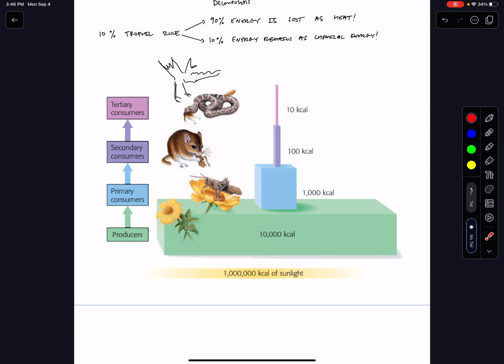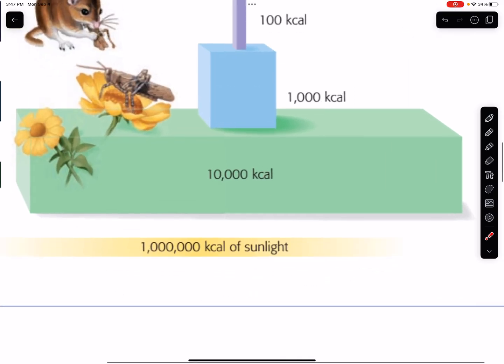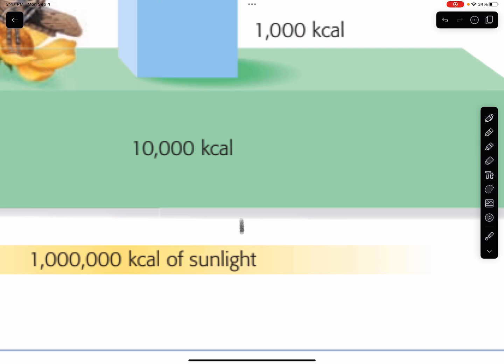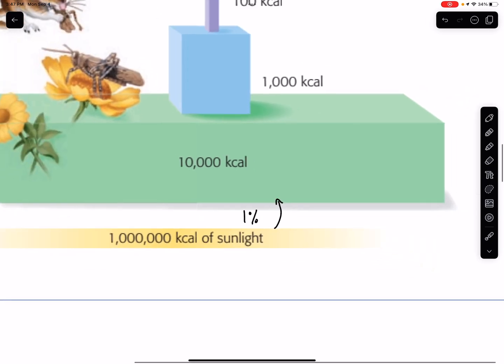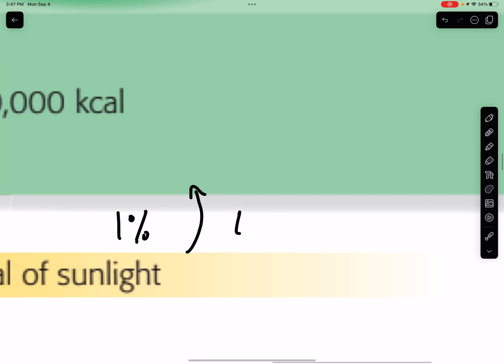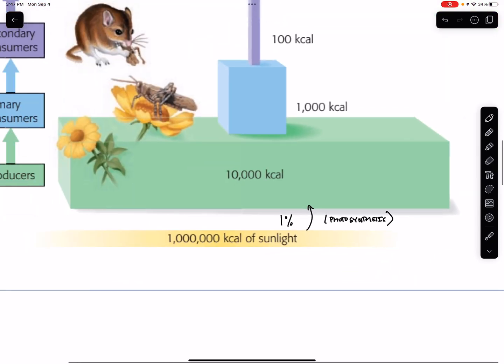So we're looking here at a very small area of the Earth's surface. So imagine on the small area of the Earth's surface, we have 1 million kilocalories of sunlight. And we know that only 1% of that energy is converted from sunlight energy or electromagnetic energy up to chemical energy through the process of photosynthesis. That we're going to be studying later on in the year.